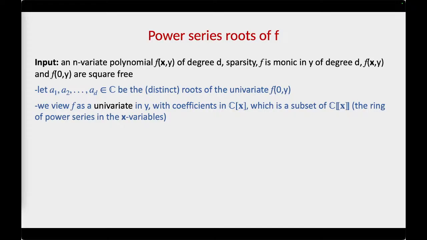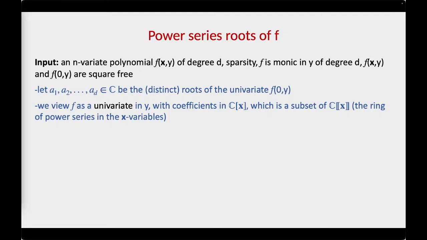So what we are going to do now is to view f of x,y as a univariate in y. So we are going to think of this multivariate polynomial as a univariate in the special variable y, and the coefficients of this univariate polynomial are polynomials in the x variables. So the coefficients are in the ring C adjoin x. And this ring C adjoin x, this is a ring of polynomials with complex coefficients.